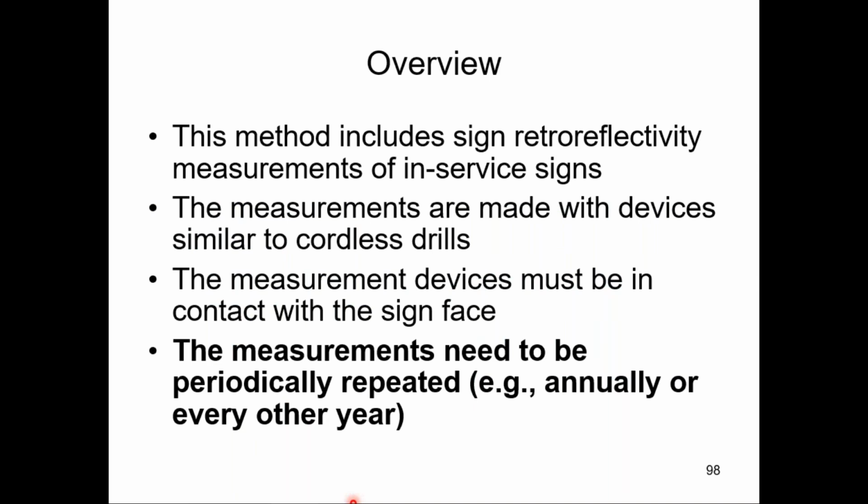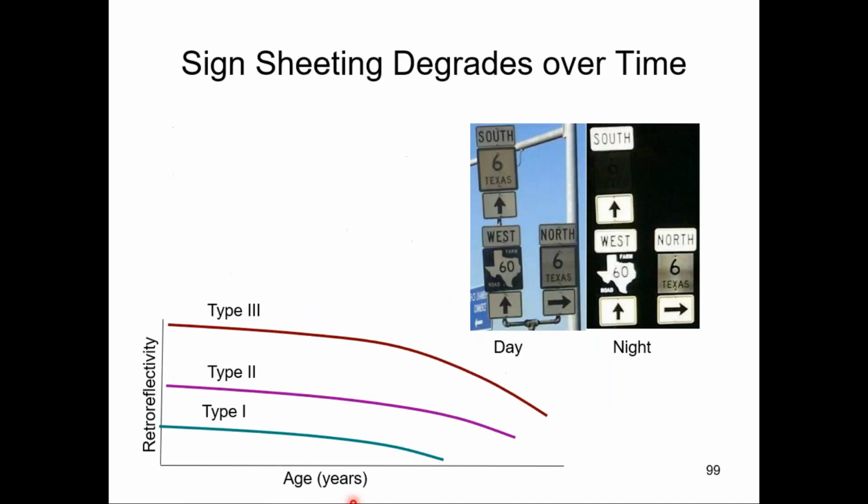And these measurements need to be periodically repeated, annually or every other year, just as with the inspections, because of course the signs weather and degrade and deteriorate over time. So we need to monitor that change in retroreflectivity. This shows what I was just talking about. Notice some types of sheeting, these are all the beaded types of sheeting, deteriorate relatively quickly and would fall below the minimum values.